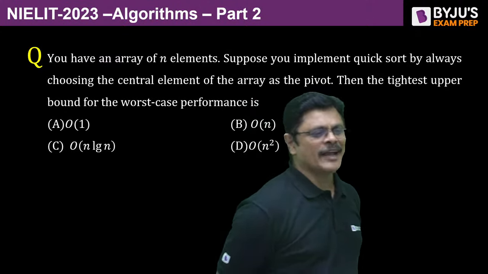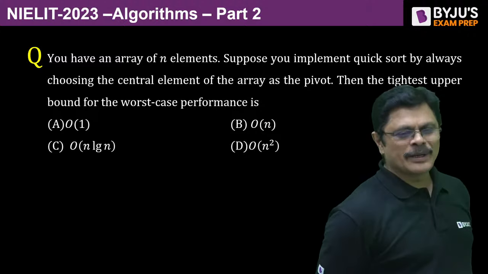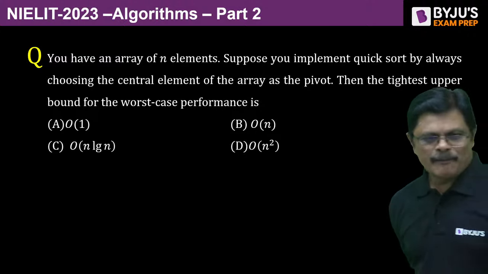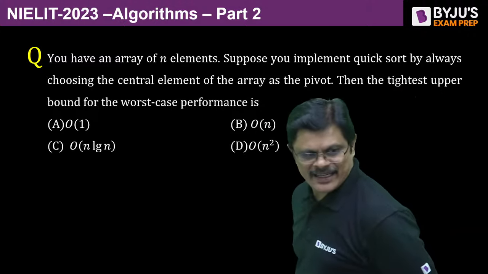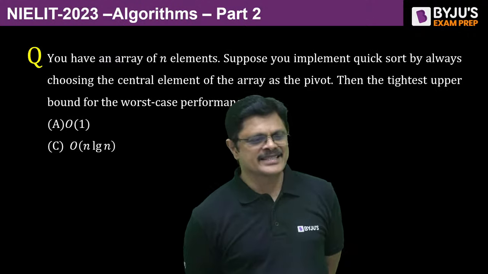You have an array of n elements. Suppose you implement quicksort by always choosing the central element of the array as the pivot.